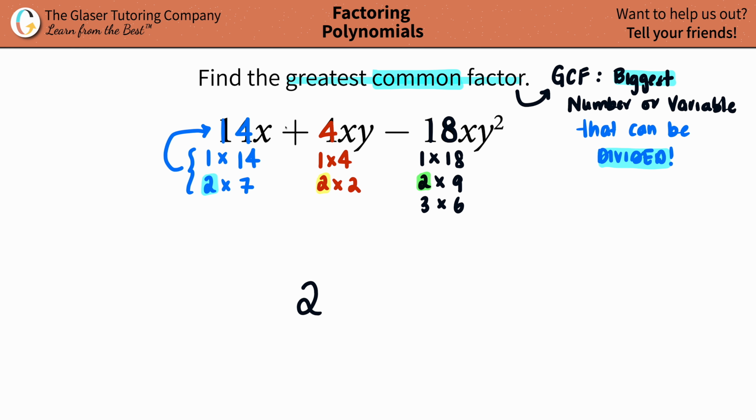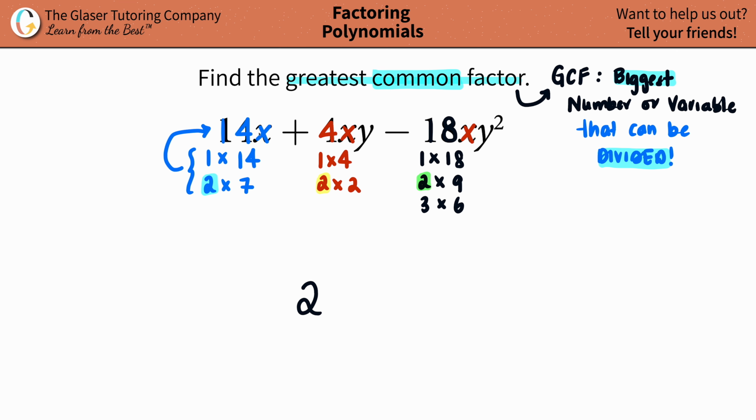Now we just got to look at the variables that are in common. Well, for this one, I just have one x. So if I'm going to pick that x value, that means that all these other ones have to have an x in them. And look at that. Here's an x, and here's an x. They all have one x in common. Now notice how the 4xy and the 18xy squared, they do have y's, but this one doesn't have a y. So that is not common.